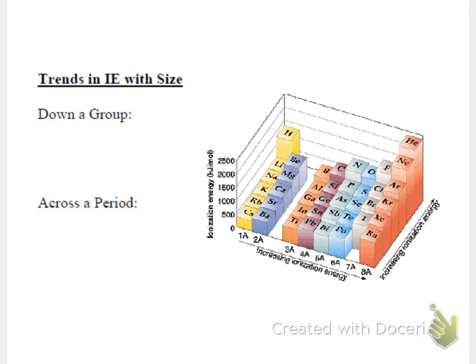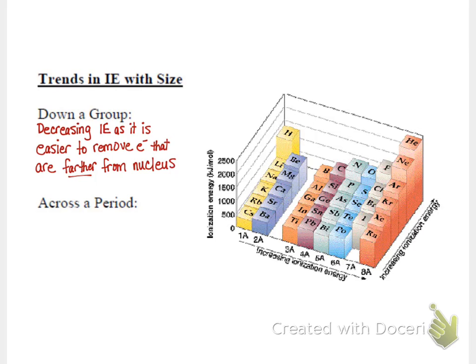Trends in ionization energy really fit the trends in size. As you go down a group, ionization energy decreases, which means it gets easier to remove the outer electron. That makes sense, because as the atom gets bigger going down a group, the electron is further away and easier to remove, so it's going to have a lower ionization energy. The amount of energy is going to be quite a bit lower.